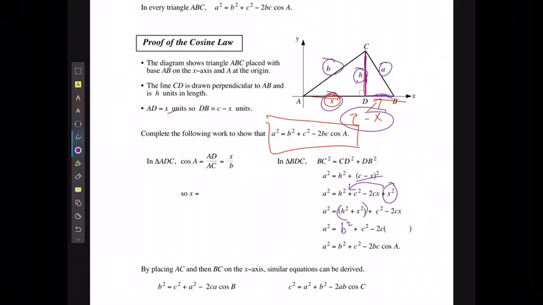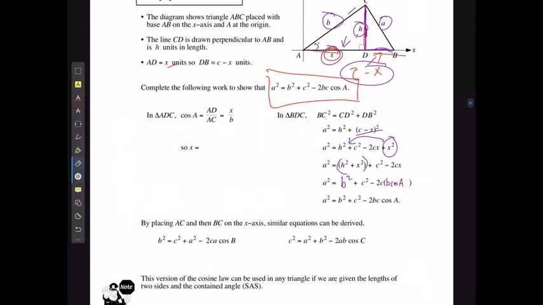And X is going to be the same as B cos A. Because if I have angle A and I take the cos of that and multiply it by the hypotenuse, it's going to solve for my adjacent, which means that X is the same as B cos A. So I get A squared is equal to B squared plus C squared minus 2BC cos A.